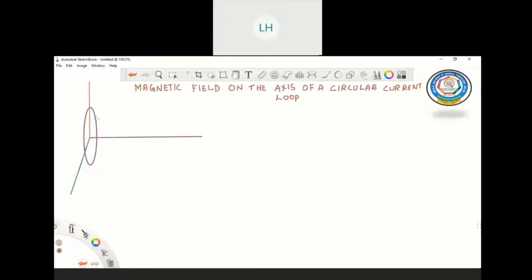Let us assume this is a current carrying circular loop. Let I be the steady current which is flowing through the circular loop. Let us assume this will be our x-axis, this is our y-axis, and this is our z-axis.